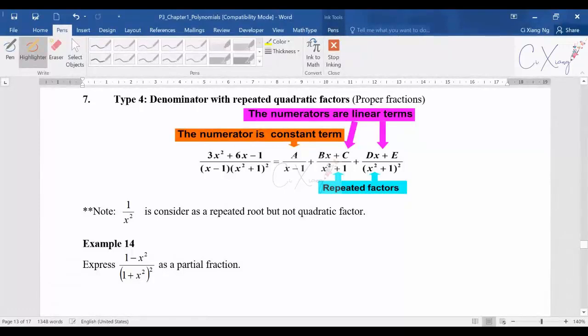Alright, so let's continue with our partial fraction. In the video today, we are going to discuss our type 4, the fourth pattern of partial fraction. When your denominator has repeated quadratic factors, we consider it the fourth type. Quadratic factor means that you have a square with the x. And repeated means that you have a square outside the bracket with the quadratic factor. So we call it a repeated quadratic factor.